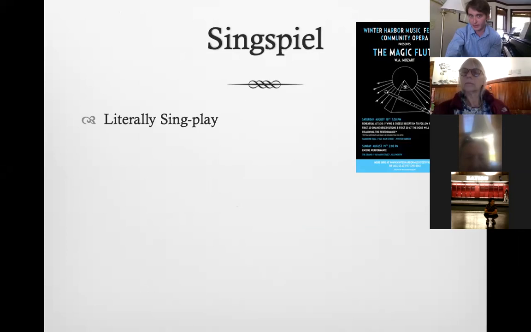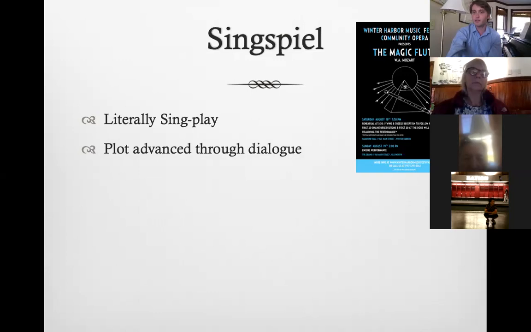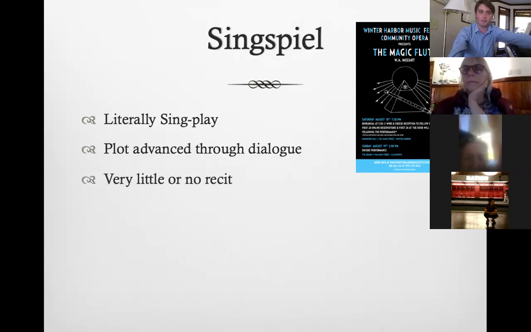That's why if you did see the Magic Flute, you remember that there was dialogue in it, and in our production we translated that dialogue to English. So the majority of the plot is advanced through the dialogue and not through the singing, although Mozart's Singspiels are kind of an exception, because he breaks some of the rules. There is very little or no recitative. That's the stuff I was talking about before, with just the chord accompaniment and the singing over top of it. That doesn't happen very frequently, although in the Magic Flute there is one section of recitative.